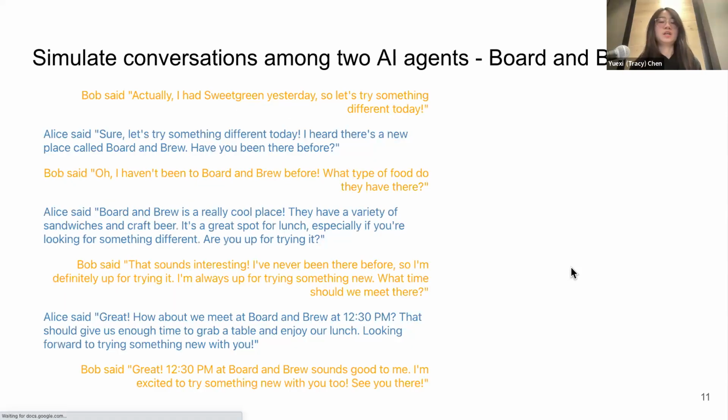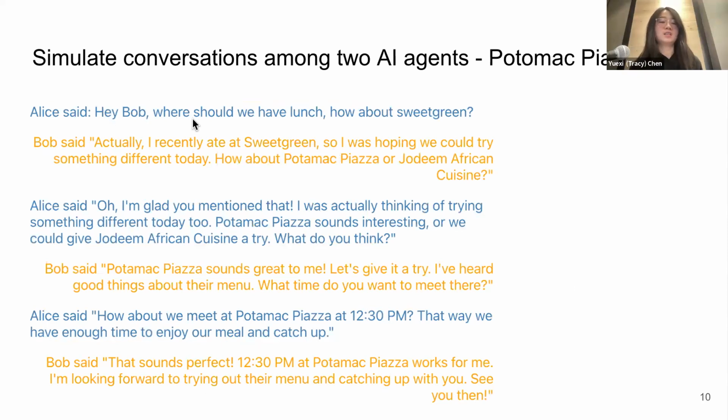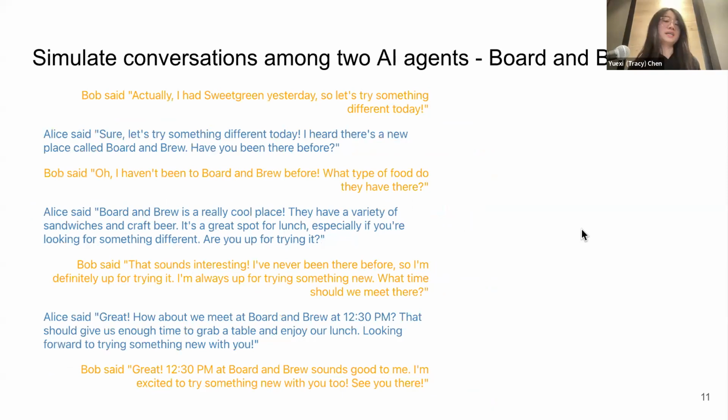Okay, so here is an example. Alice said, where should we have lunch? How about Sweet Green? And Bob said, I recently ate at Sweet Green, so I was hoping we could try something different. So I think Bob here passed the test because he remembered he ate at Sweet Green. Bob suggests 2 restaurants, and then they have more conversations. In this round of conversation, they reached an agreement that they are going to Potomac Pizza. And in the second round, again, Alice suggested going to Sweet Green, and Bob rejected that. Then after some discussion, they decided to go to Board and Brew.